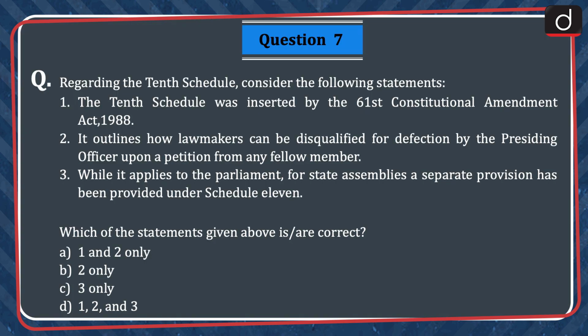Next question is regarding the 10th schedule. Consider the following statements. 1. The 10th schedule was inserted by the 61st Constitutional Amendment Act 1988. 2. It outlines how lawmakers can be disqualified for defection by the presiding officer upon a petition from any fellow member. 3. While it applies to the Parliament, for state assemblies, a separate provision has been provided under Schedule 11. Which of the statements given above is or are correct? 1 and 2 only, 2 only, 3 only, or 1, 2 and 3? The correct answer is option A, 1 and 2 only.